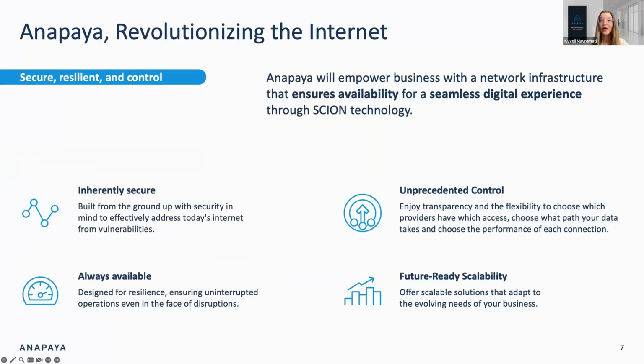How can we achieve that? How can we revolutionize the internet? We do this by building cutting-edge networking products based on the SCION protocol in order to make networks inherently secure, always available with no service interruption, and built in a way that gives users unprecedented control and insights over how the data is flowing through the internet. And we managed to do this in a way that is scalable for the ever-evolving needs of the businesses.